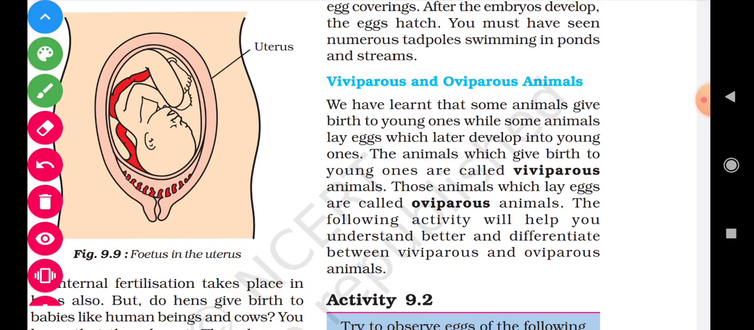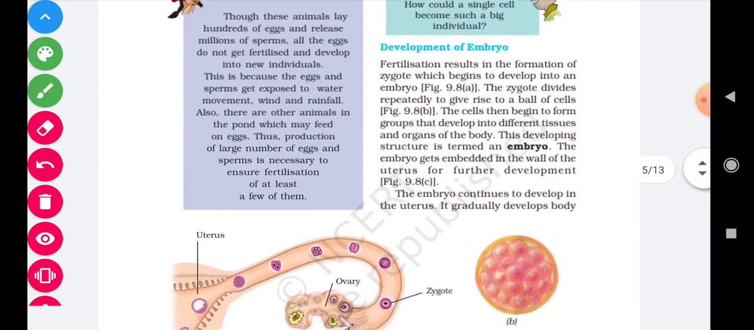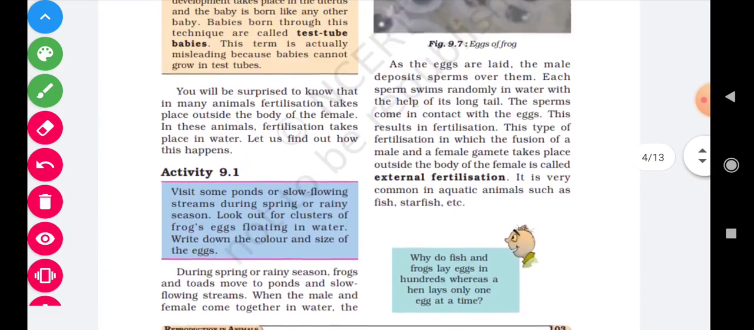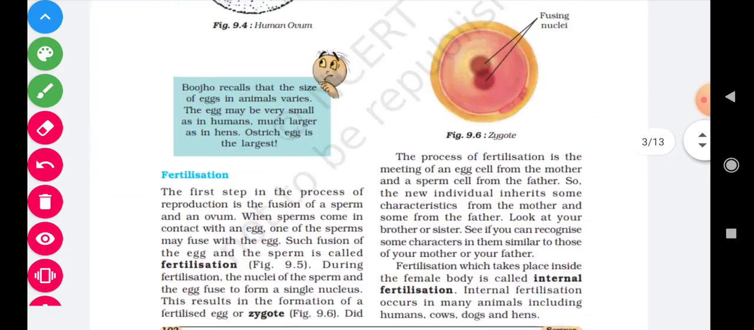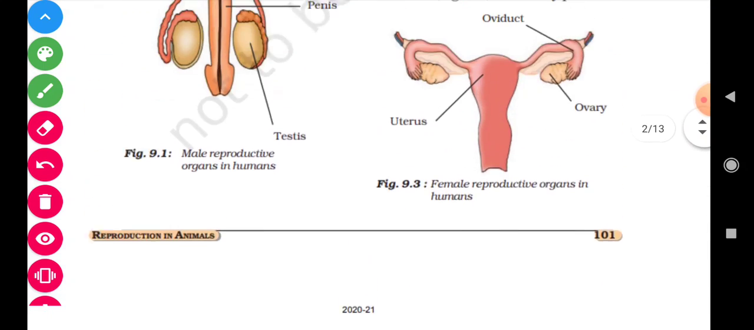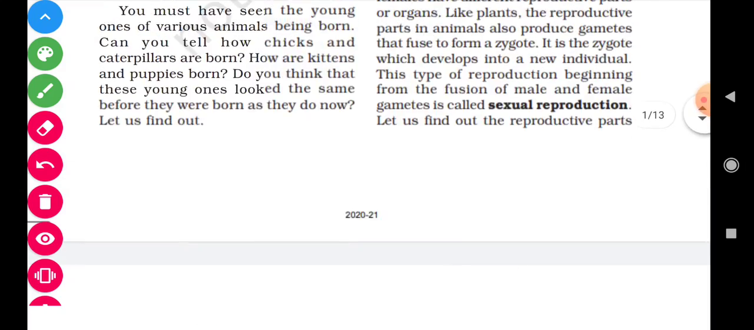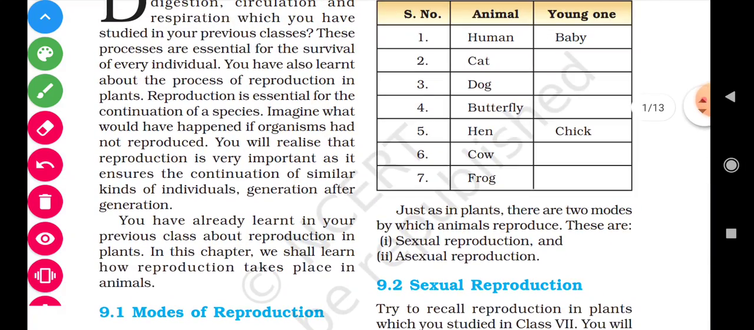So, as you know, students, we were discussing unit number 9, reproduction in animals, and the various topics that we have studied are development of embryo, which is a part of fertilization, and then the female reproductive organs as well as the male reproductive organs and the modes of reproduction.